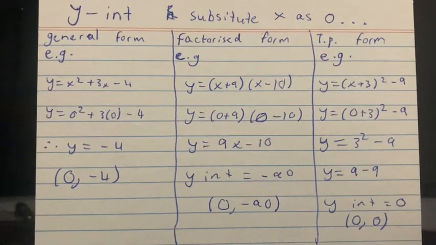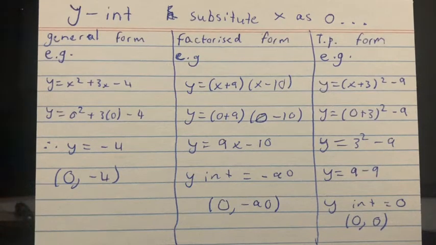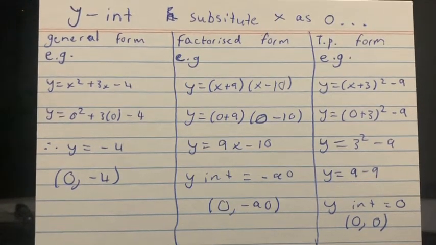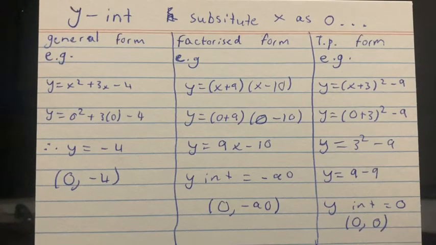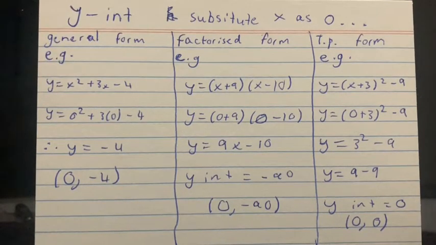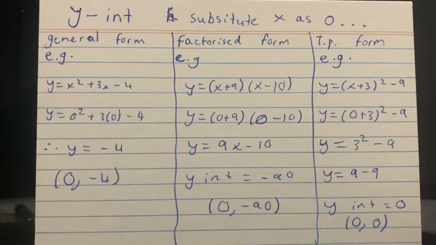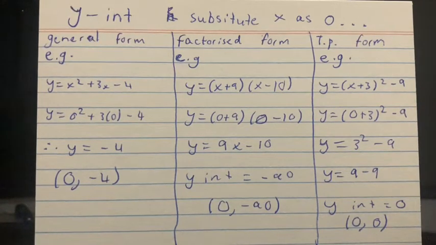The point where a graph crosses the y-axis is called the y-intercept. The x value of every point on the y-axis is 0. To find the y-intercept, you need to substitute x as 0 into any of the forms. It can be the general form, factorized form, or the turning point form, as long as you substitute x as 0.